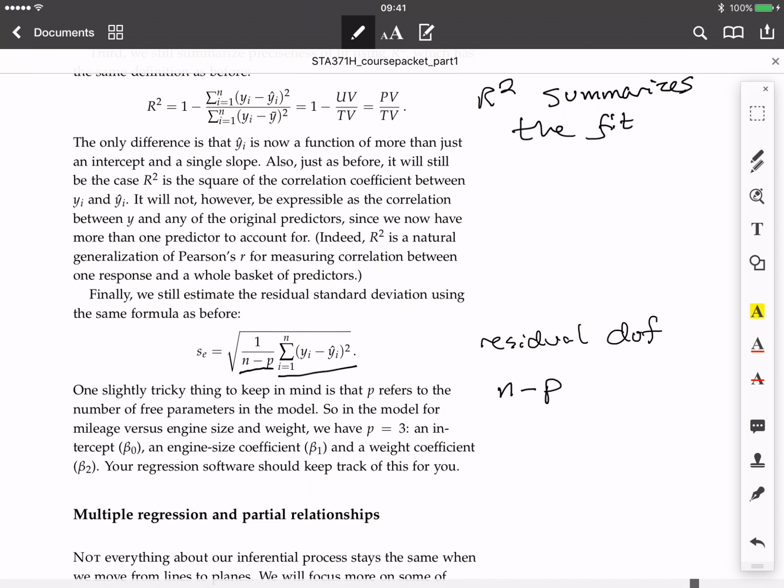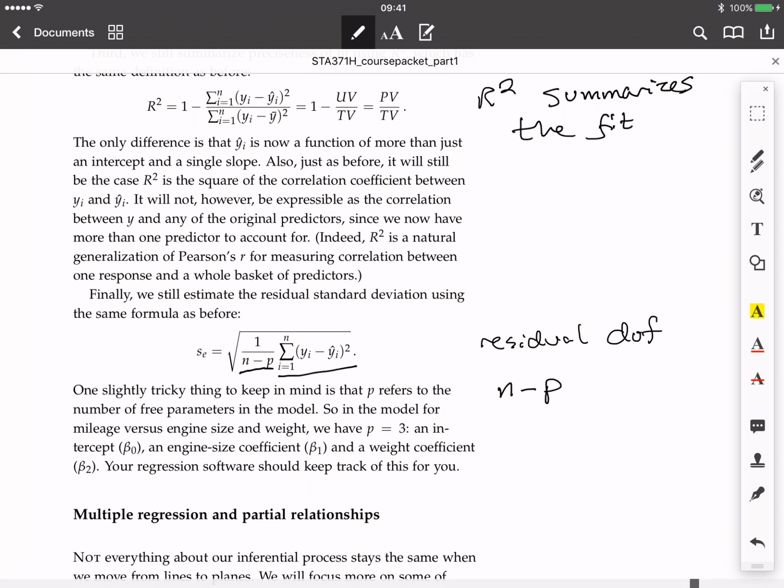N is the number of data points, p is the number of free parameters, and one tricky thing to keep in mind is that for a model with, say, 2 variables, like our model of gas mileage versus engine size and weight before, we have p equals 3 in that context because there's an intercept, beta naught, and then 2 coefficients, beta 1 for the engine size and beta 2 for the weight. The nice part is that your regression software should pretty much keep track of that for you. All right, so that's what stays the same.